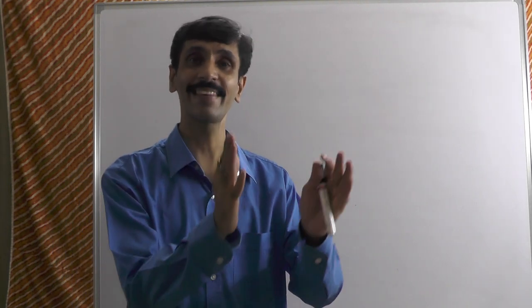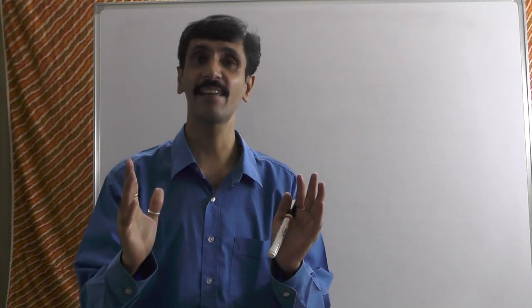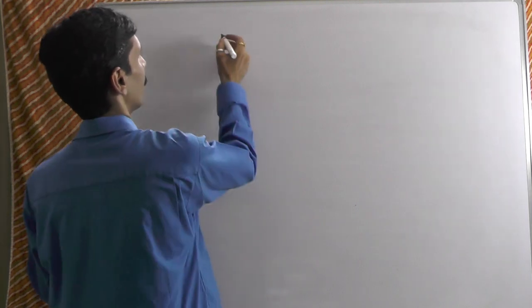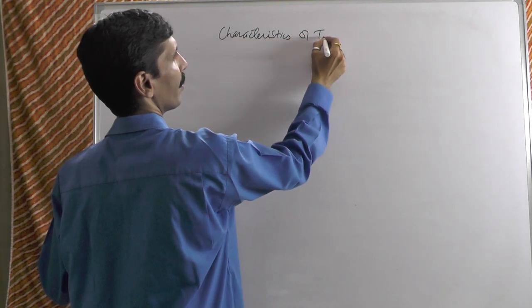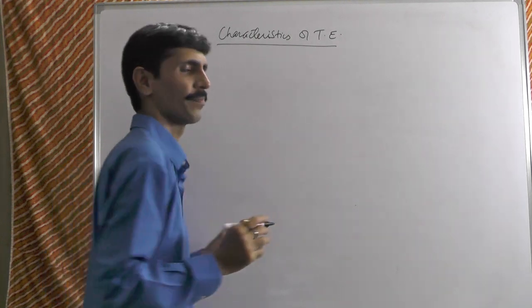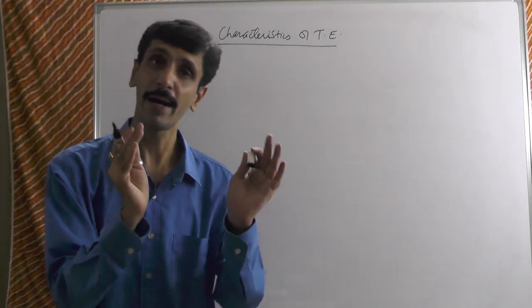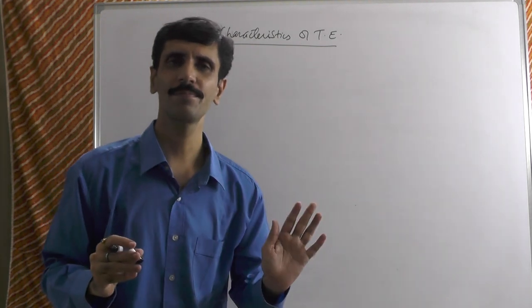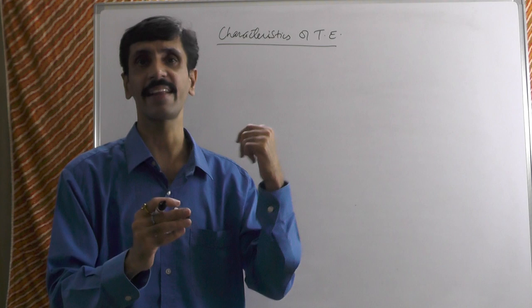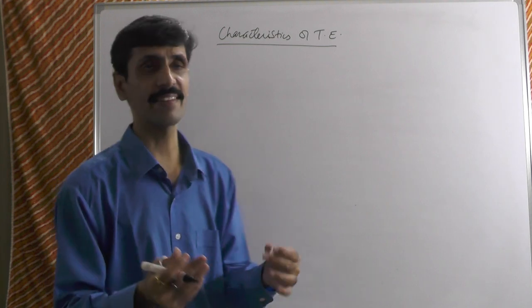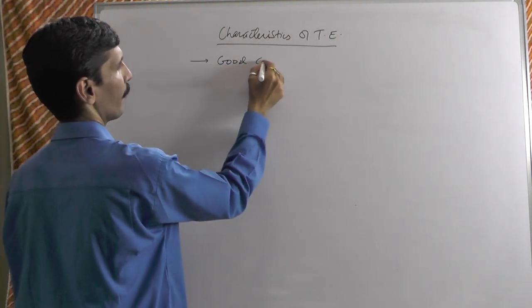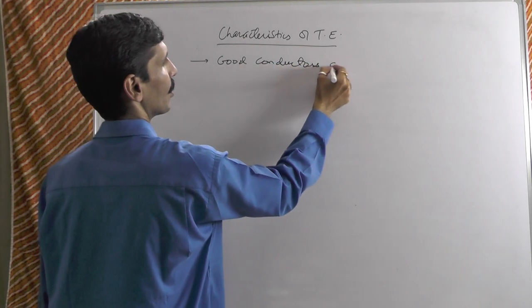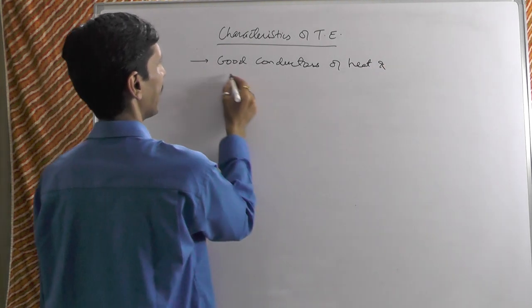Now we go into the next case, and that is about transition element characteristics. What are the characteristics of transition elements? Now see, as I told you before, in part 1 only I told you that all transition elements are metals. So whichever properties metals show, these transition elements will show. And there are some more properties. The first property is that they are good conductors of heat and electricity.